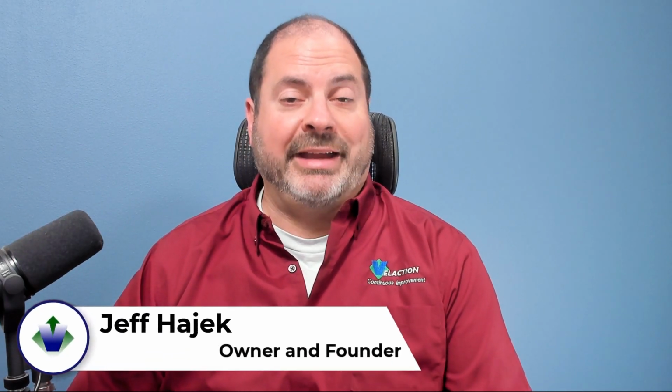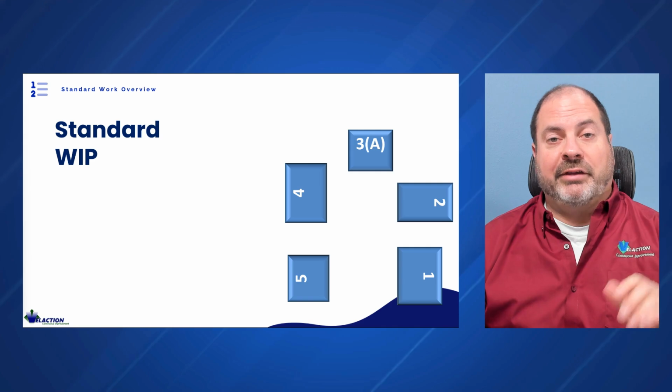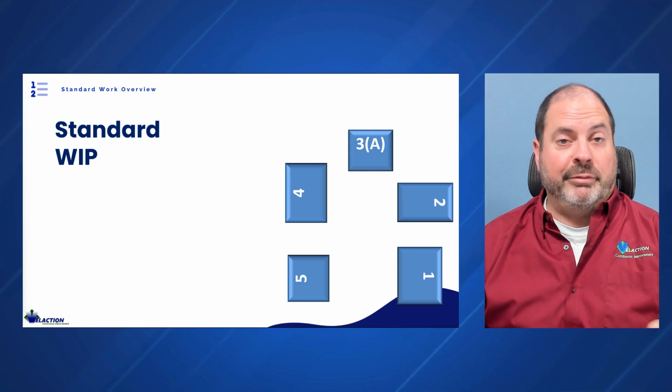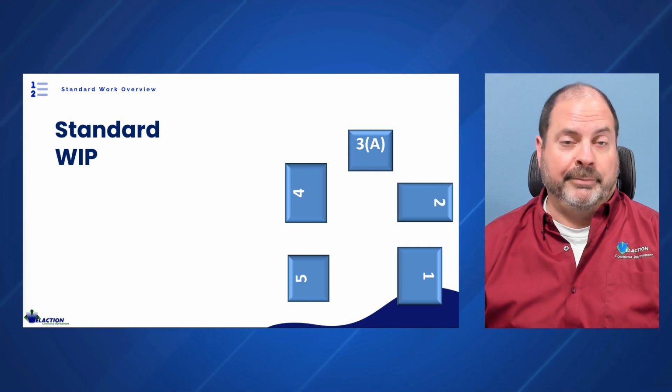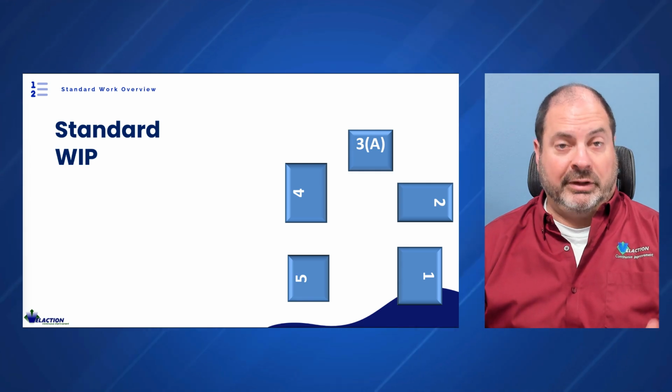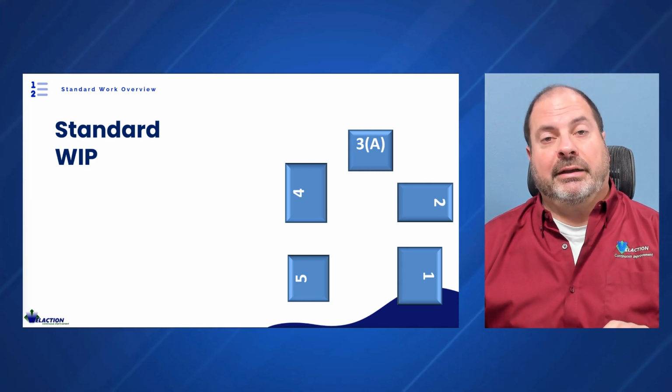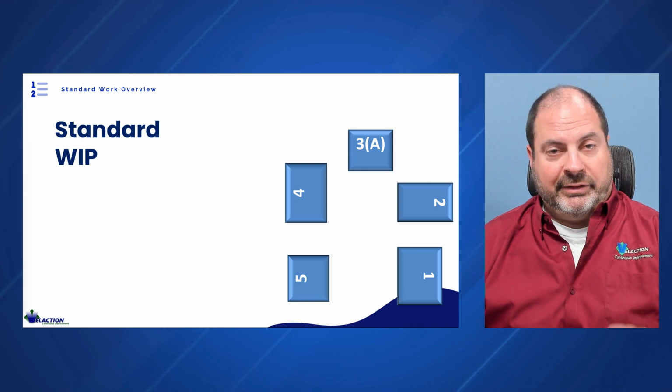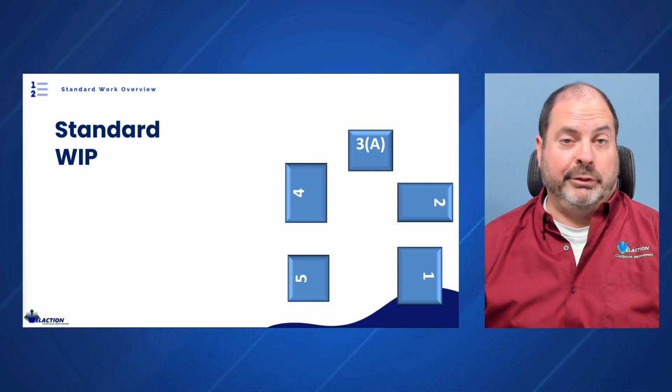So now let's get into more detail about what standard WIP is, how to calculate it, and how it's useful for you. As I mentioned earlier in previous lessons, standard WIP is the prescribed level of materials that are needed to keep your standard work operating smoothly. So in standard work, we define the amount of work in process. That's what WIP is.